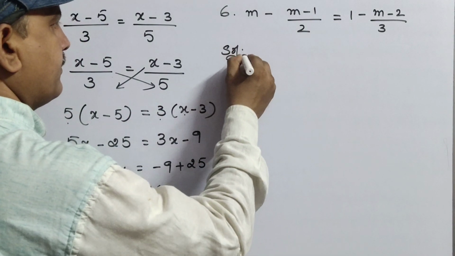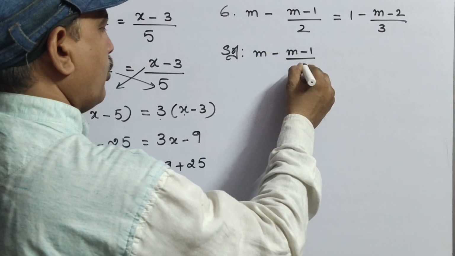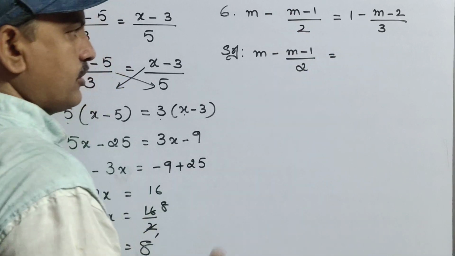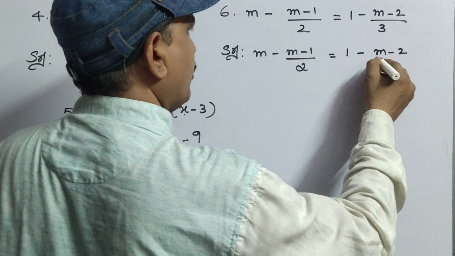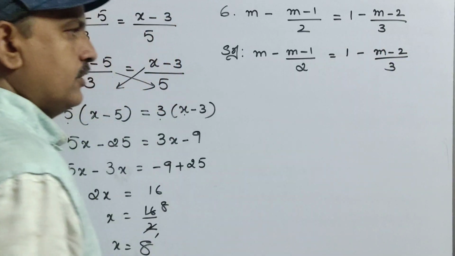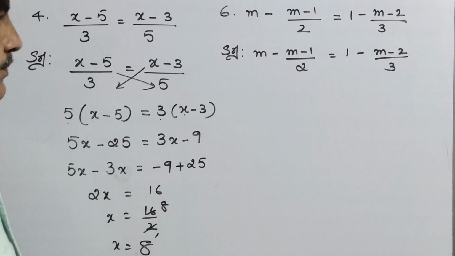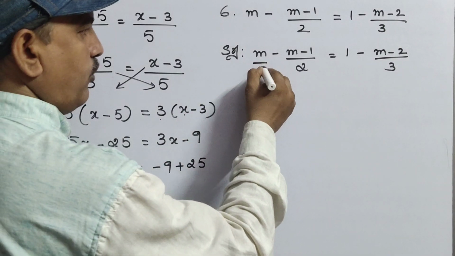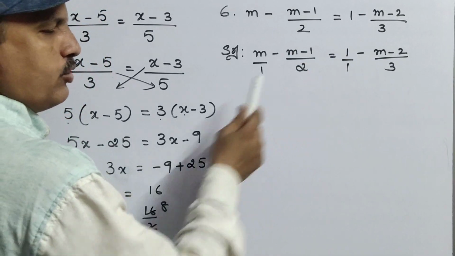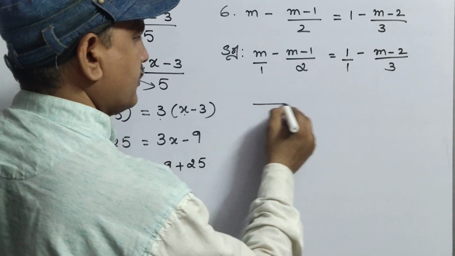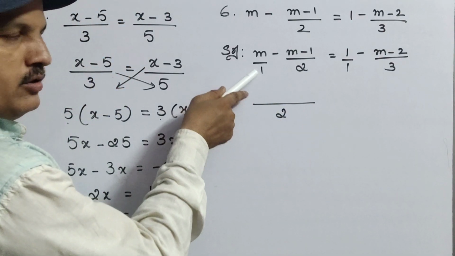See the solution. (m minus 1) whole by 2 equals 1 minus (m minus 2) whole by 3. Now without doing any transaction from this side to that side, just directly you can do it. By 1 you write here, by 1 you write here. Now in LHS, the LCM of 1 and 2 is what? 2. So what is the LCM of 1 and 2? 2. Now 1 table, 2 how many times?